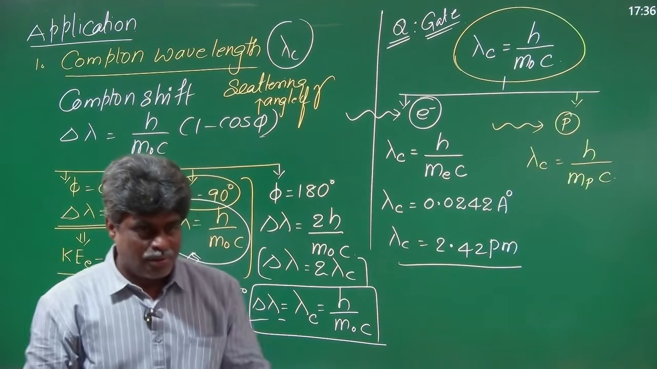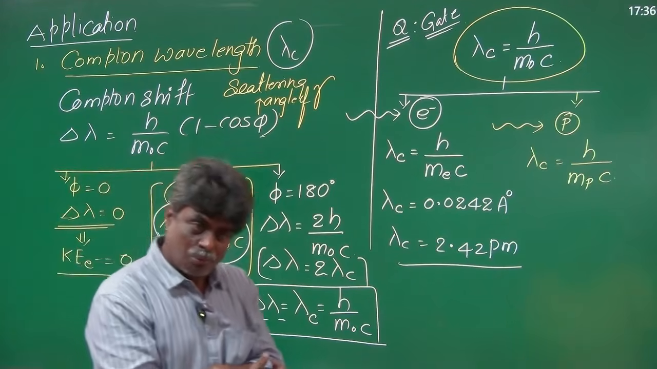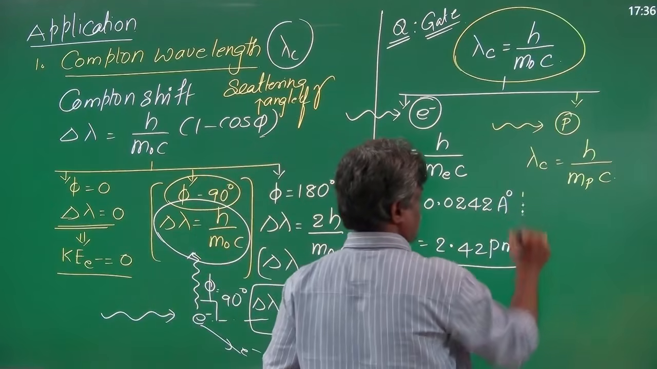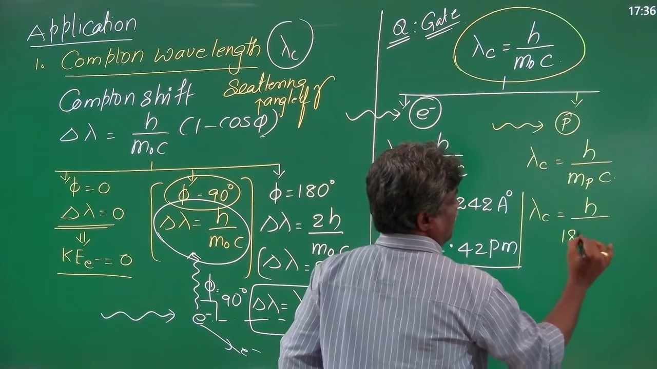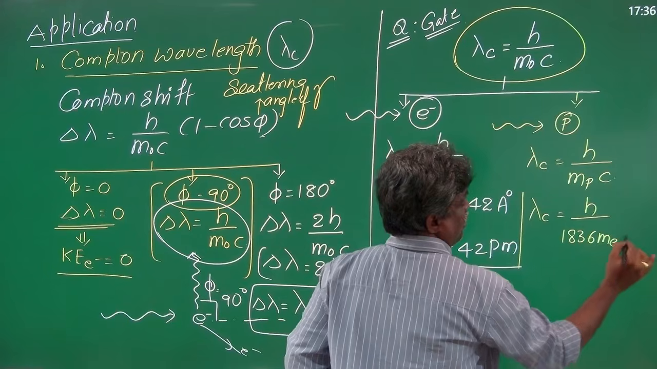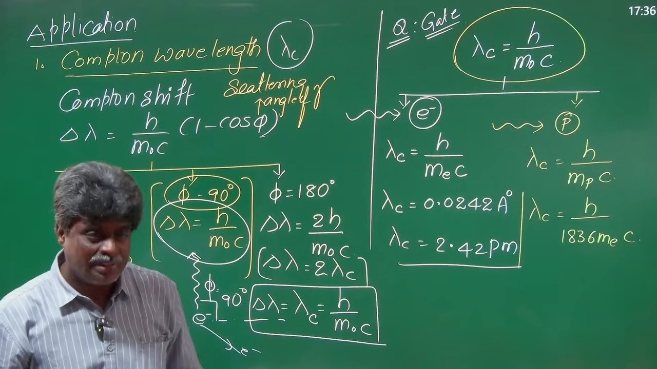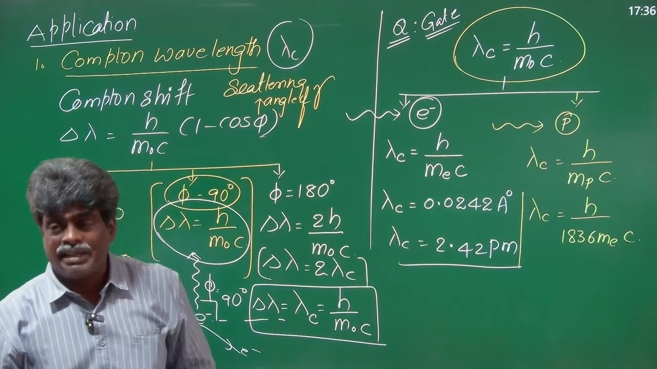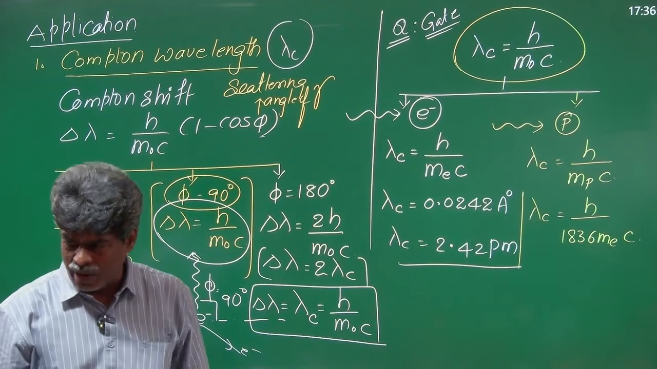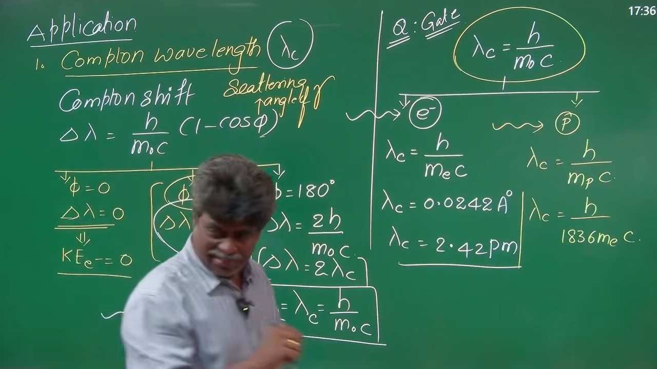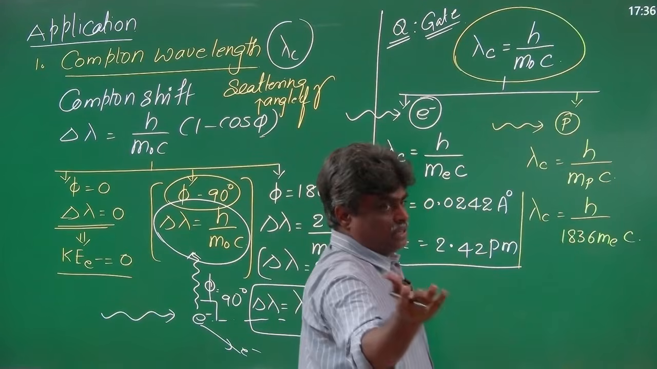Do you know the proton mass is how many times greater than the electron mass? Very good. Lambda c equal to h by 1836 times the mass of electron into c. The mass of proton is 1836 times that of the electron. So we can take nearly 2000, no issue.